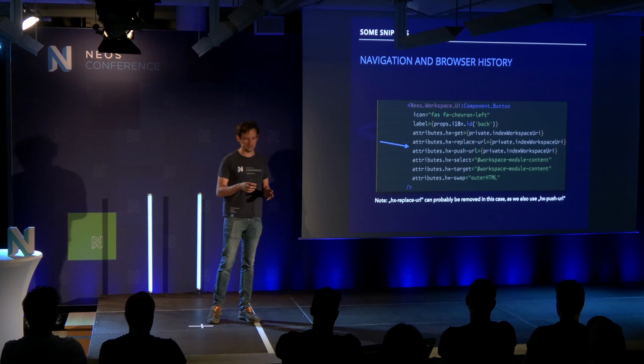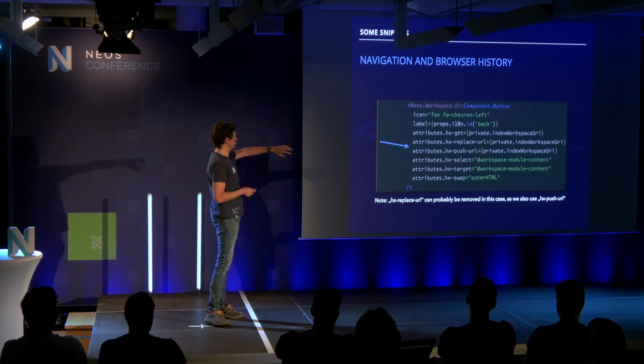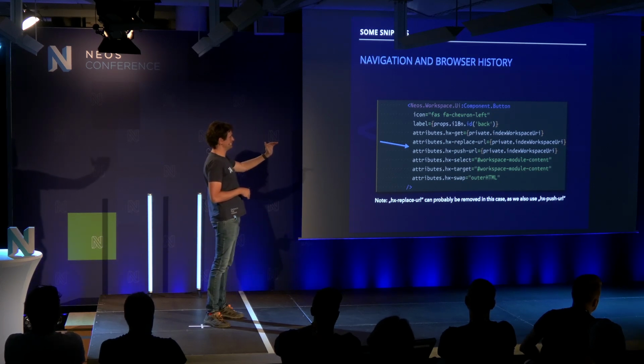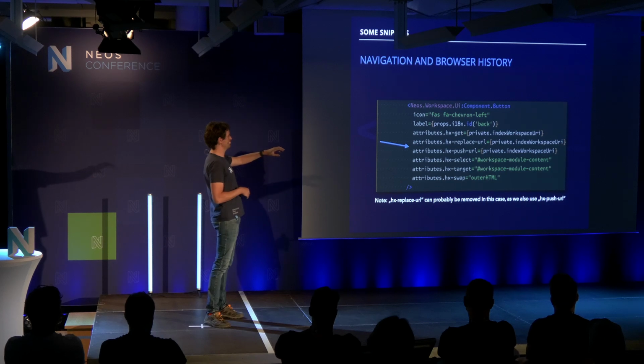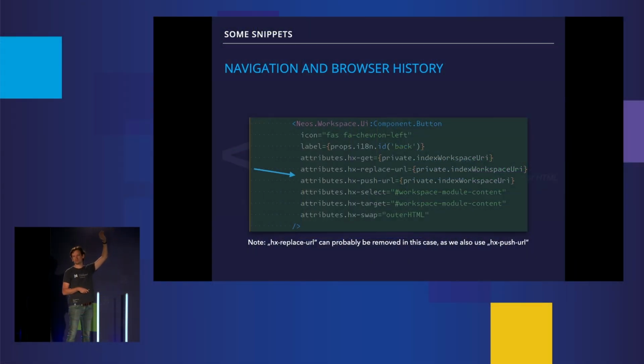Navigation and browser history. For example, here we have our component. It has various attributes. We tell it to get the index URI when you click on it. When we click it, we also replace the URL in the navigation bar with this URI, and then we push the URI to the navigation history stack. Those two can be merged, I think. The documentation is not 100% clear on that. But I think I will soon adjust this code. But for showing it here, it was helpful, so I left it like it is.